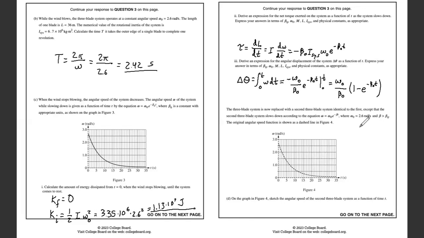Next one says it's the same system, but beta greater than beta naught. Plot angular speed as a function of time for the second system. Well, it should just decay faster. It starts at the same position, right? And oh goodness, this is bad. But it should be an exponential decay just with a faster rate. And it should still approach 0 just like the original function.